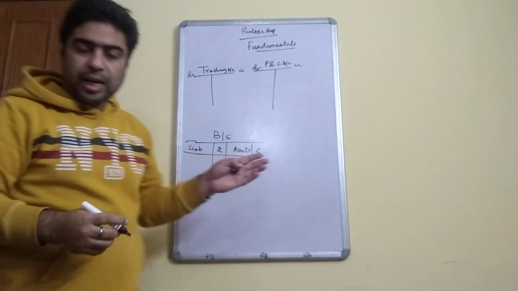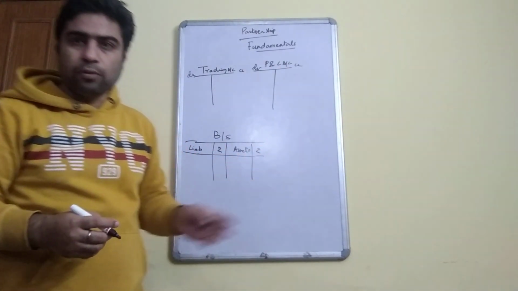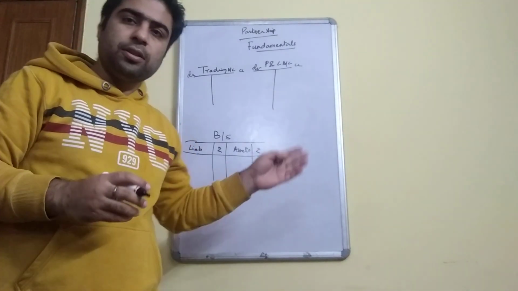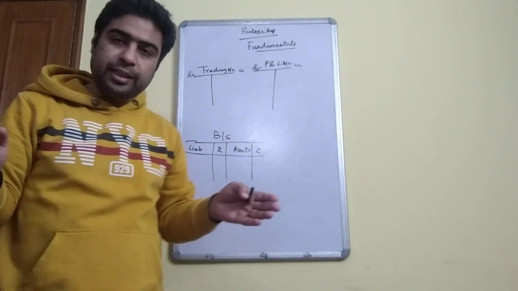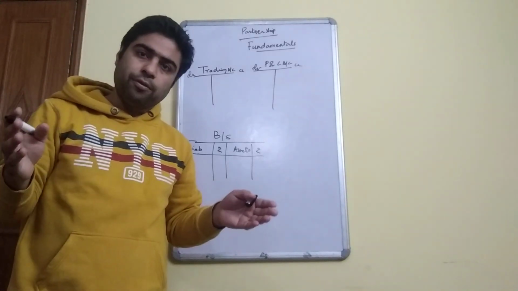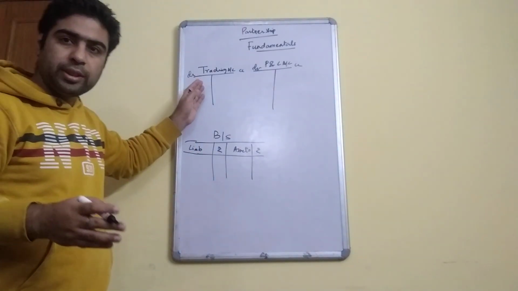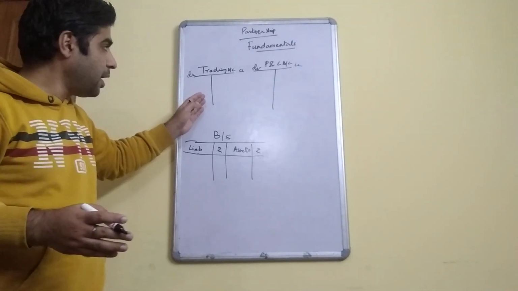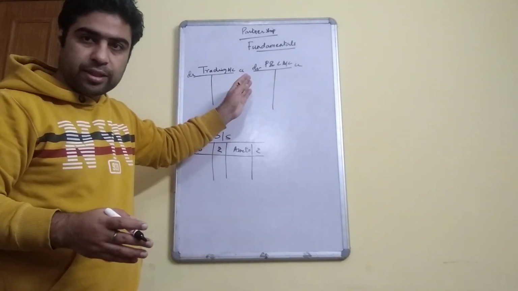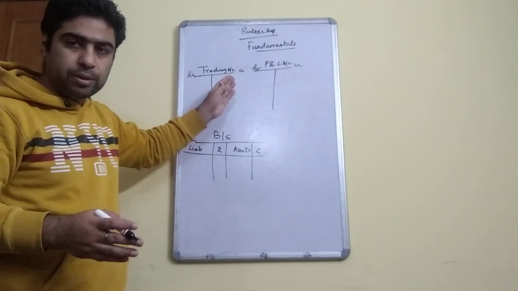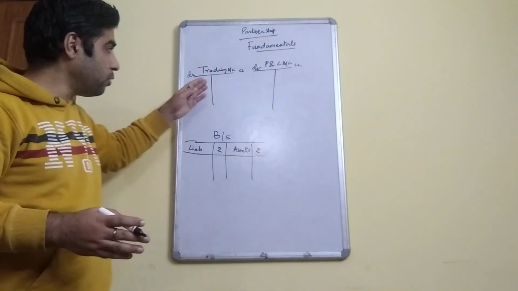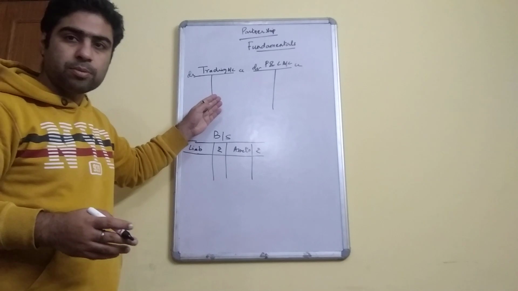We all know that under trading account, what we used to do is record all the direct expenses of a manufacturing firm on the debit side of the trading account. And we will record our sales. The sales of the firm will be recorded on the credit side. Whatever is the difference will be known as the gross profit.